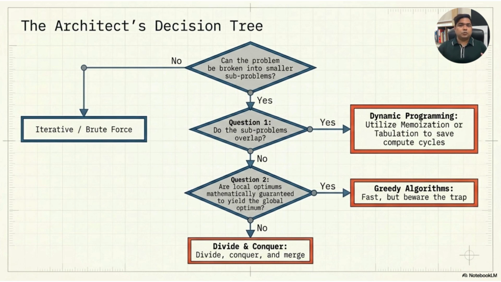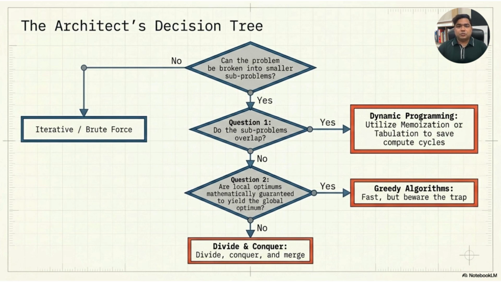If the subproblems do not overlap, we ask another question: are local optimum choices mathematically guaranteed to give the global optimum? If the answer is yes, then a greedy algorithm may be suitable. Greedy algorithms are often fast, but we must be careful because local choices can sometimes lead to traps. If the answer is no, then divide and conquer may be a better strategy. We divide the problem, solve the smaller parts, and merge the results.